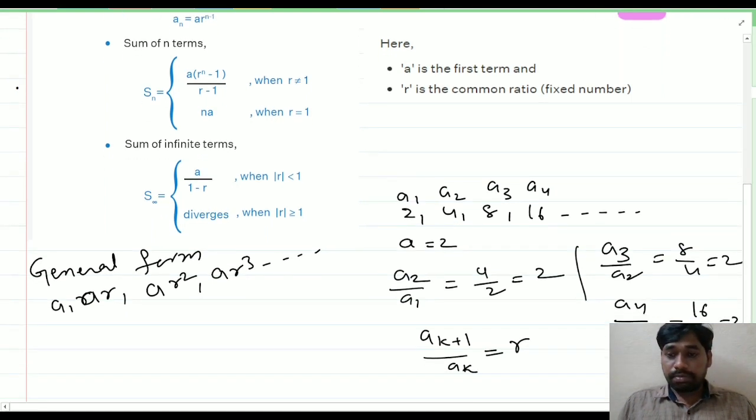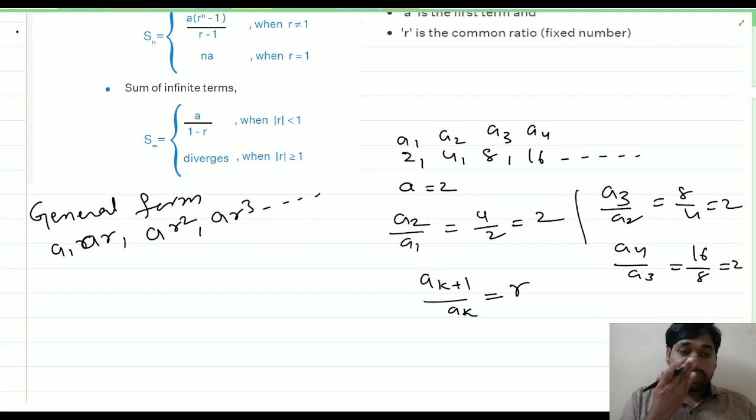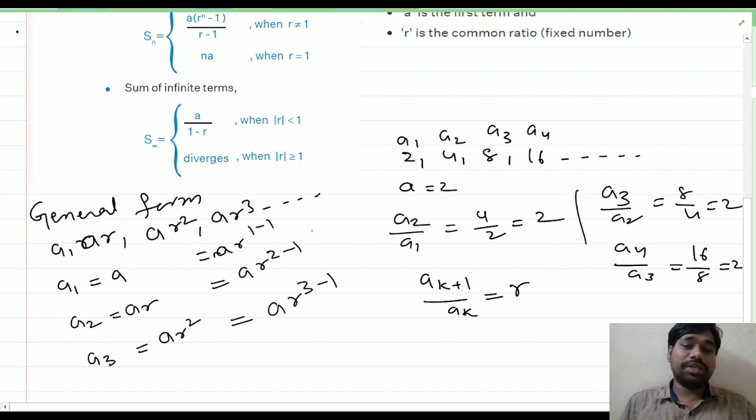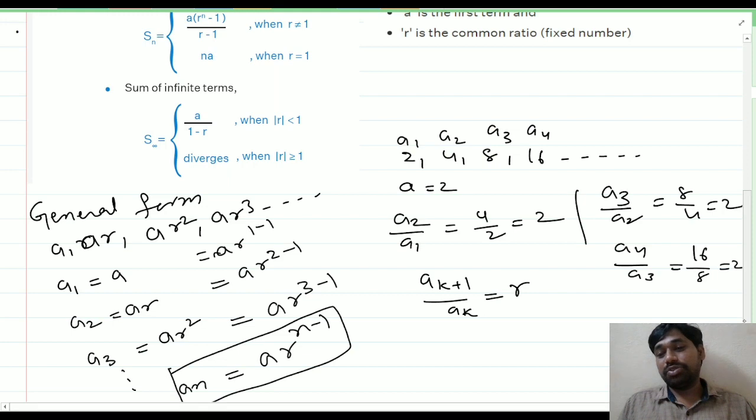So let us find the nth term, because the syllabus is up to the nth term only, sum of terms is not there. So nth term: a1 is nothing but a, a2 is ar, a3 is ar square. Similarly, like the previous one, it is ar^(3-1), ar^(2-1), and ar^(1-1) is ar^0, anyway a only. So in this way, an can be written as ar^(n-1). So this is the nth term of the GP.